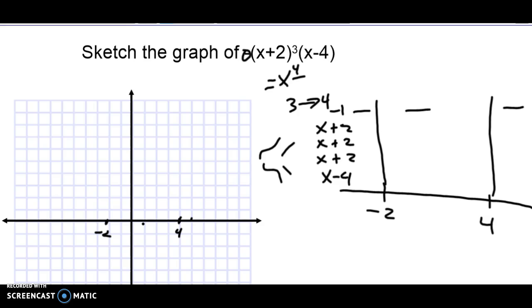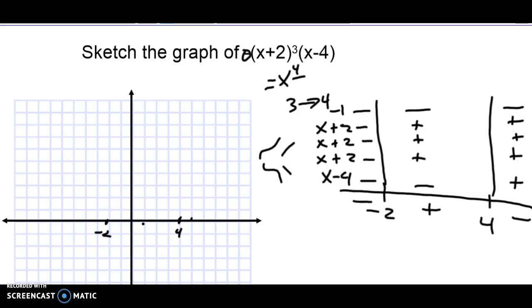But now we can start looking at this. A number less than -2 here would be negative, negative, negative, negative. 5 negatives means it's negative, right? 0, if I put that in here, that makes this one positive, positive, positive, negative. The 2 negatives would be positive, the rest is positive. It's got to be positive. Go out here to a number that's greater than 4. It's going to be positive, positive, positive, positive. 4 positives, 1 negative means it's negative.